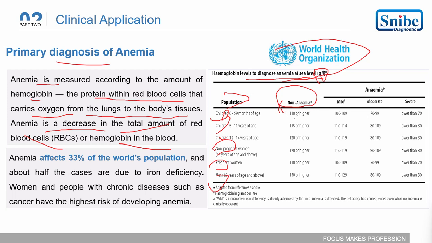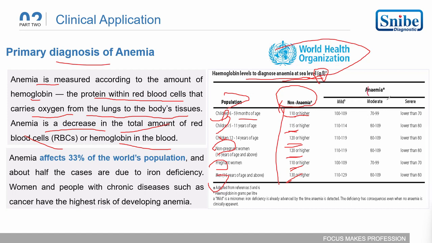For non-anemia, the value is 110 or higher for children between 6 and 59 months of age. For children 5 to 11 years, the value is 115 grams per liter or higher. For children between 12 and 14 years and for non-pregnant women, it is 120. For pregnant women, it is 110, and for men it is 130 grams per liter. If we compare these hemoglobin results in grams per deciliter, the values are 11.0 and higher, 11.5, 12.0, 12.0, 11.0, and 13.0 and higher.